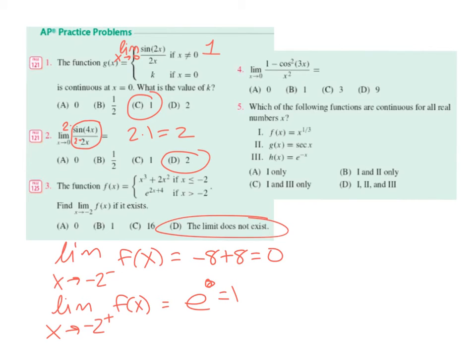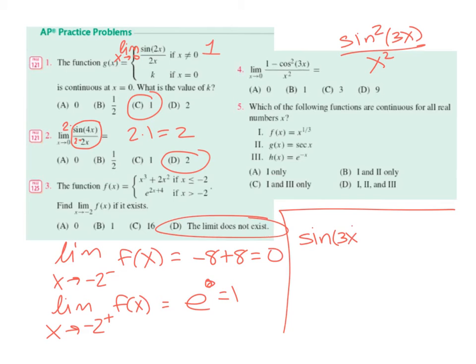Oh, this one looks like work. Oh, wait. 1 minus cosine squared of 3x equals sine squared of 3x. So this is sine squared of 3x all over x squared. Ooh, this one's fun. Okay, so I'm going to do it down here. See how we have sine squared? Here's what we're going to do. We're going to break that up. It's sine of 3x times sine of 3x, and then we have that x squared on the bottom.